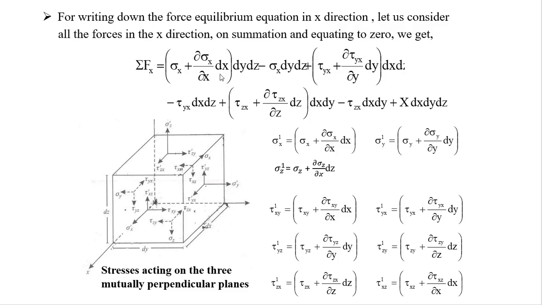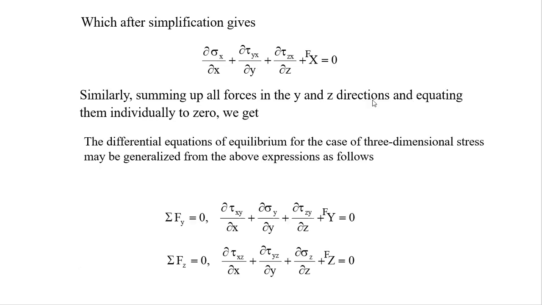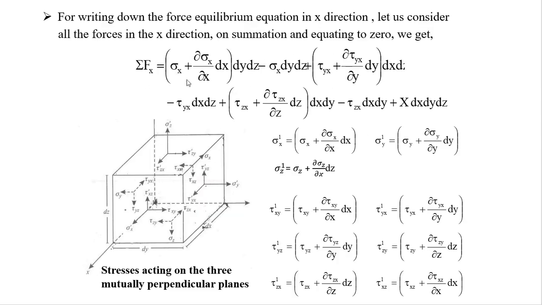By making higher order differential terms 0, if you solve this equilibrium equation, you can get the final equation like this: dou sigma x by dou x plus dou tau yx by dou y plus dou tau zx by dou z. After simplifying this equation, you can get the equation like this.